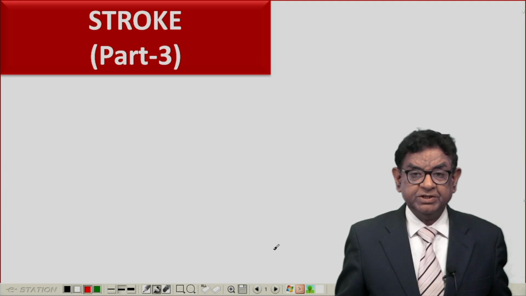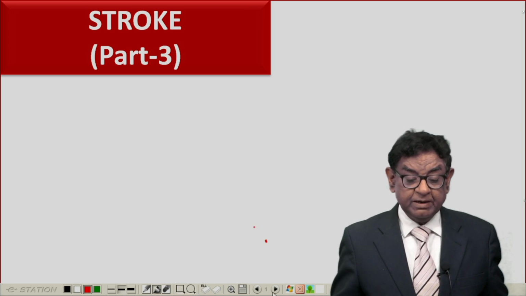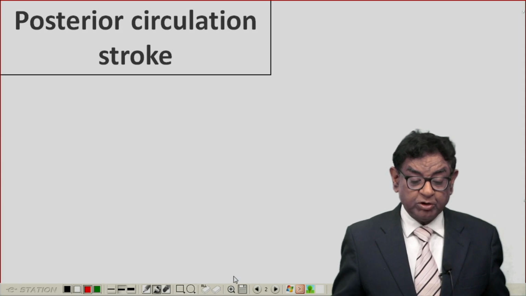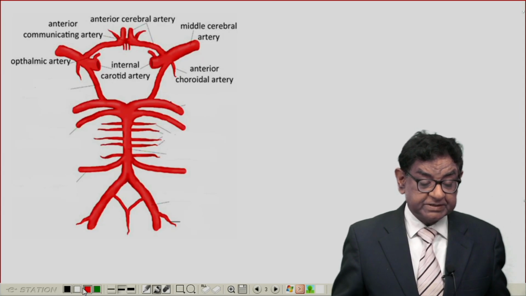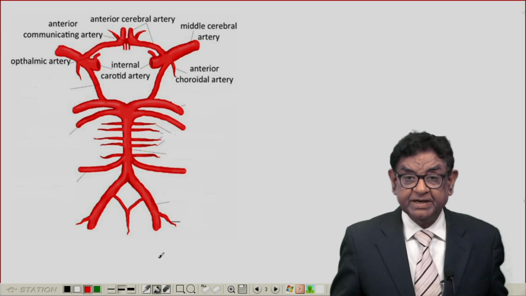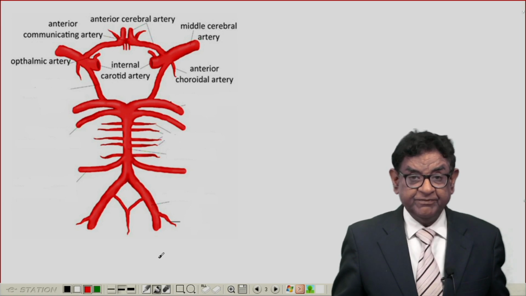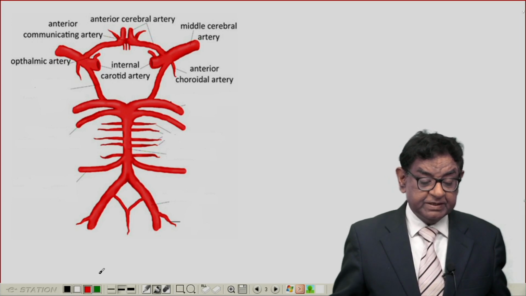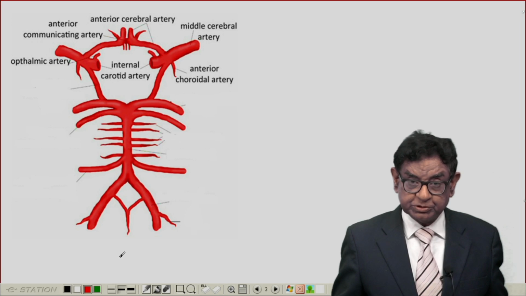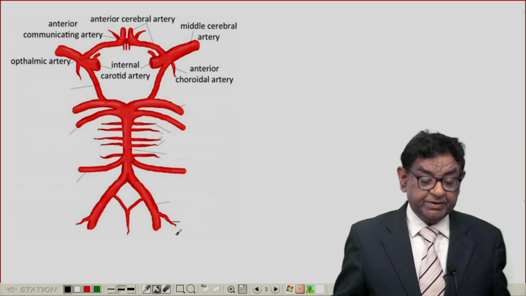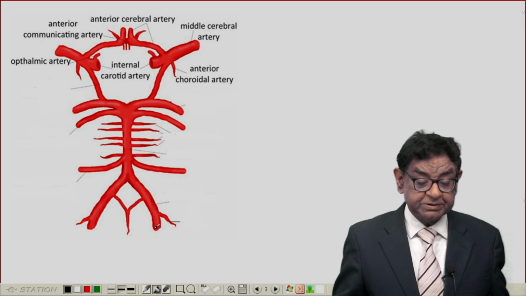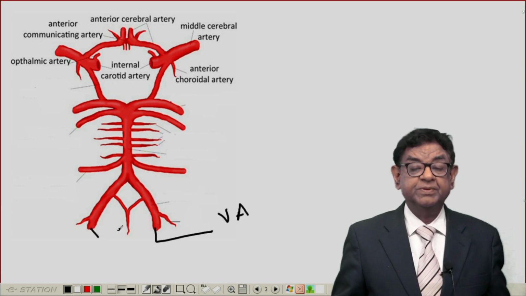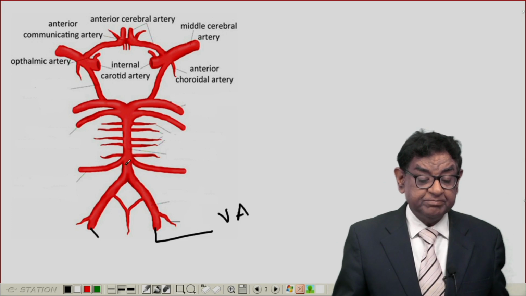We continue our discussion on stroke, and now I'll be talking to you regarding posterior circulation stroke. But before I talk about this, let us revise our neuroanatomy, especially regarding circulation in the brain, without which you will never understand this topic. At the moment I'll talk to you only regarding posterior circulation. So we have these two vertebral arteries, and they unite to make the basilar artery.